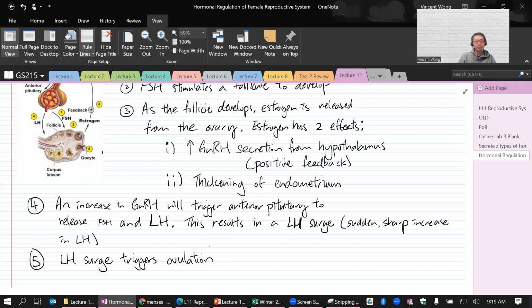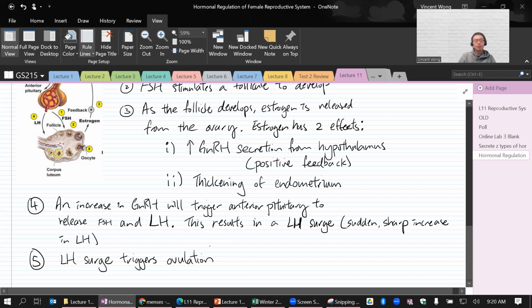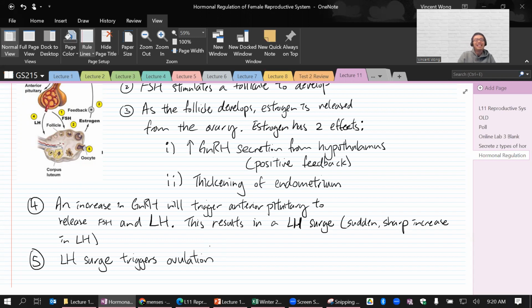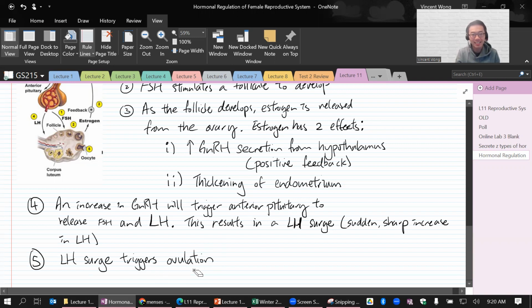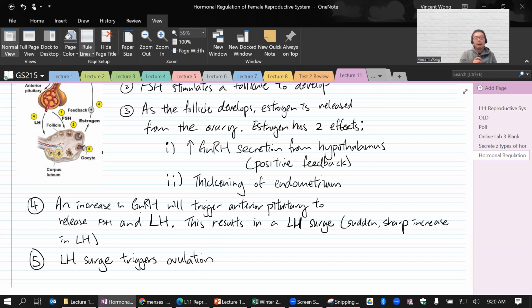If you're trying to see when ovulation is happening, what hormone do you want to check? Estrogen? Sorry, which one? Estrogen? Okay, progesterone then. Actually, it's LH, okay? Because it is the LH that triggers the ovulation, right? The surge, the sudden sharp increase in LH is what's triggering the ovulation, okay?